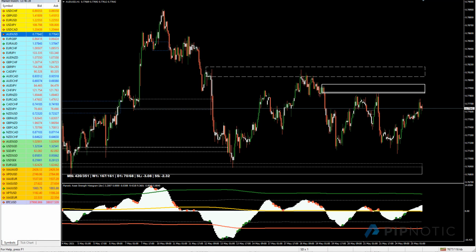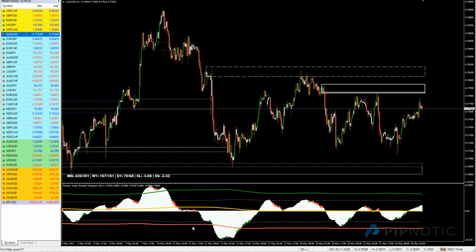Today I'm going to talk about the asset strength histogram. The asset strength histogram is a piece of software that we created to help us see divergent strengths in assets. And this can be used in currencies. It can also be used on crypto or commodities or anything else that your MT4 broker has available to you. But the power of it is its visual representation of what is going on.